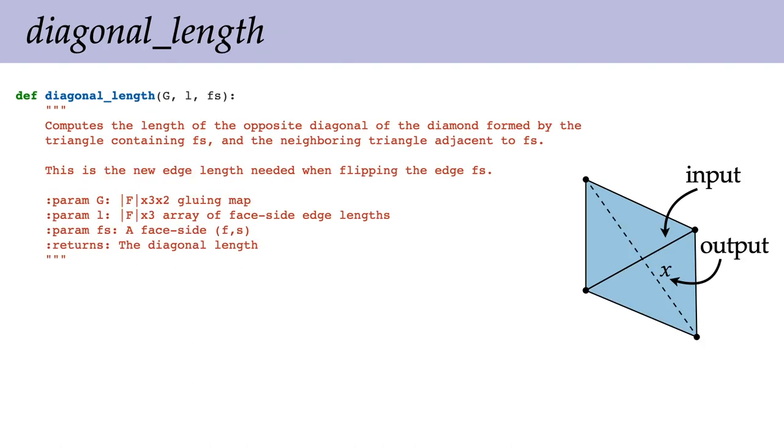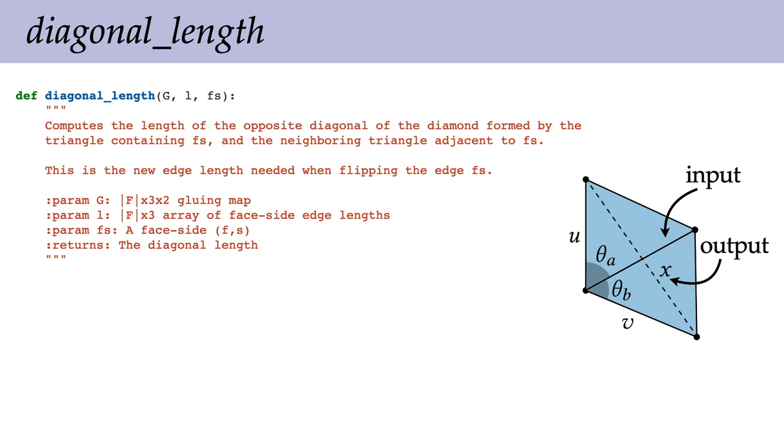Our next basic geometry subroutine is one called diagonal length, which, as you see on the diagram on the right here, looks at the diamond of triangles, so the two triangles adjacent to some edge, and computes the length of this dotted line, the length of the opposite diagonal of the two triangles. As you might guess, this is going to turn out to be an important subroutine when we start flipping edges in our triangulation.